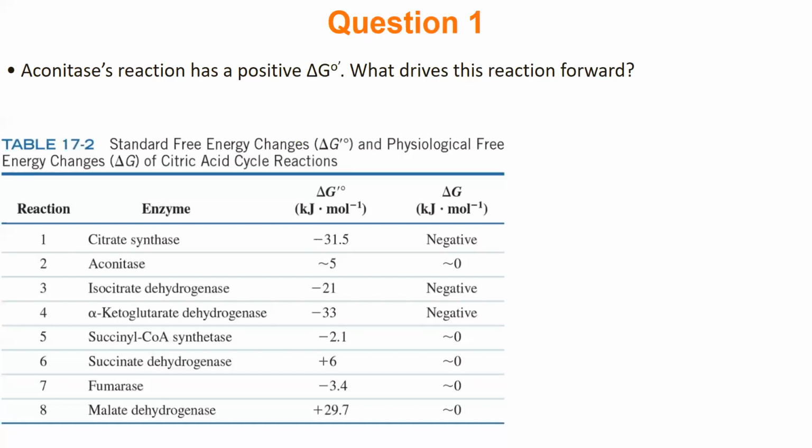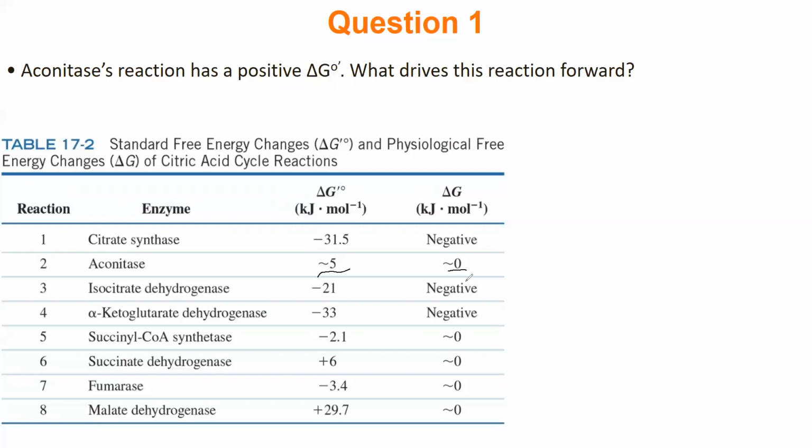Now, let's take a brief respite from looking at the mechanisms, and let's look at energies. Energies are very important here. If we look at aconitase, the delta G for aconitase to move those OHs around is a positive 5-ish. However, inside the cell, this is basically 0.